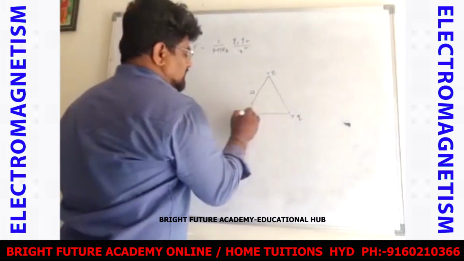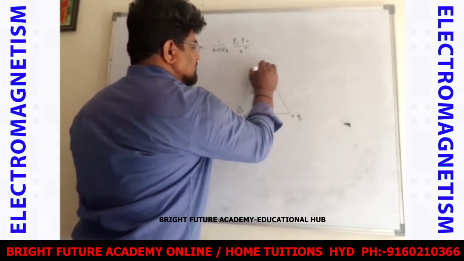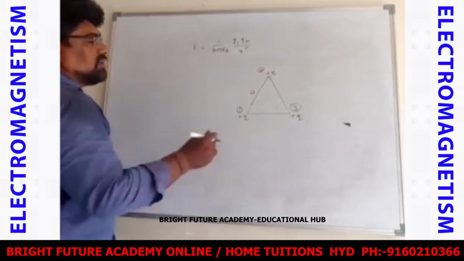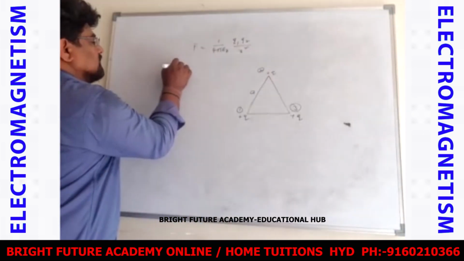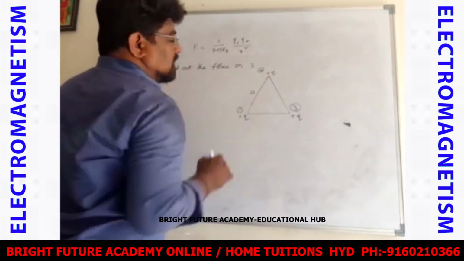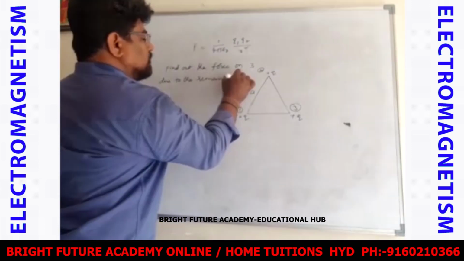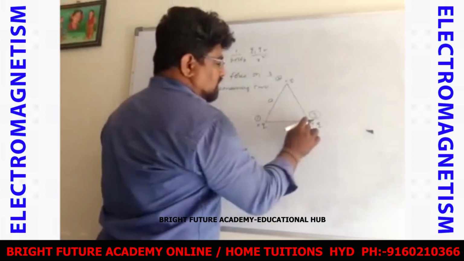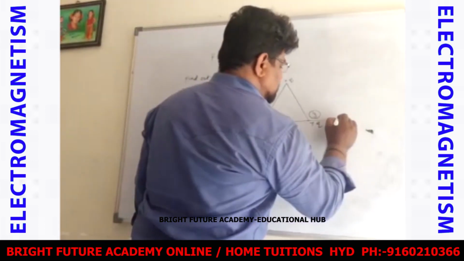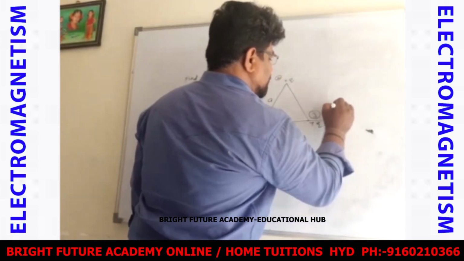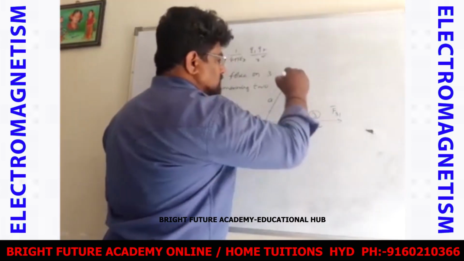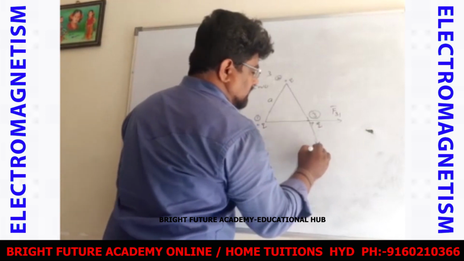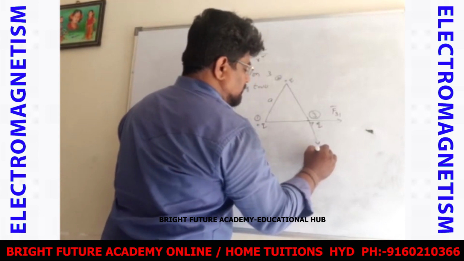For example, we can take this charge as 1, this charge as 2 and this charge as 3. Now, what is the question? Find out the force on charge 3 due to the remaining two charges. So now we can take force on 3 due to 1. It is in this direction. And next, force on 3 due to 2 is in this direction.